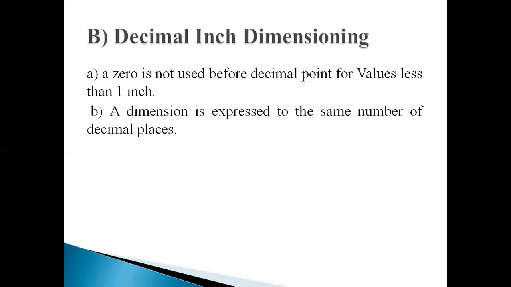Next is decimal inch dimension. A zero is not used before the decimal point for values less than 1 inch. Zeros are added to the right of the decimal point where necessary. A dimension is expressed to the same number of decimal places.